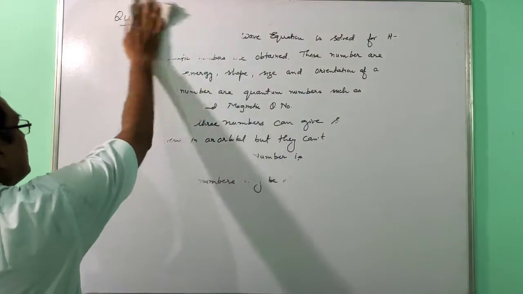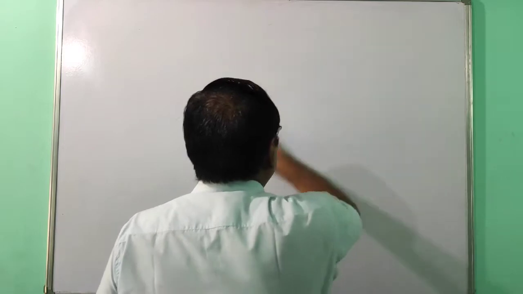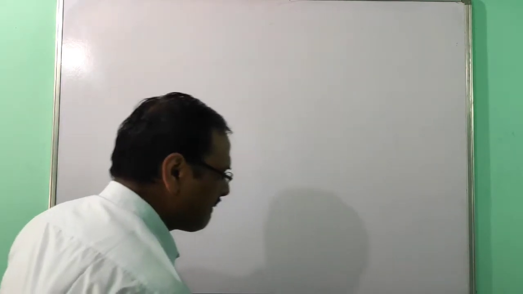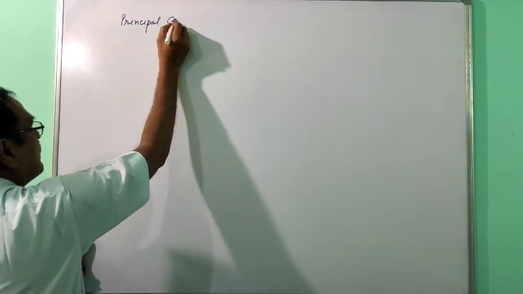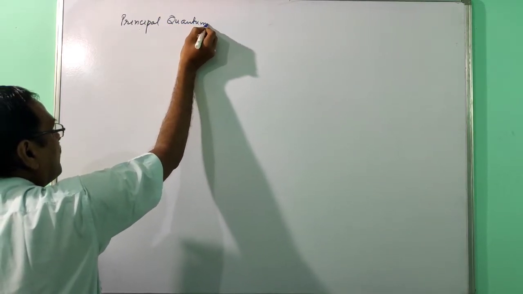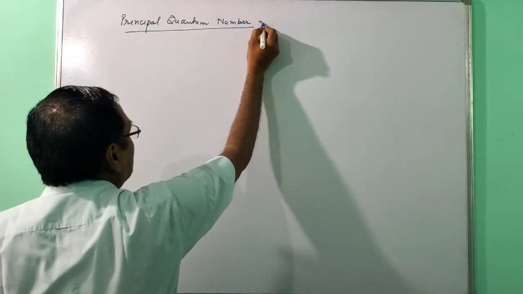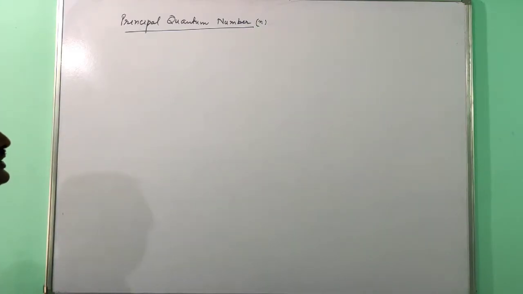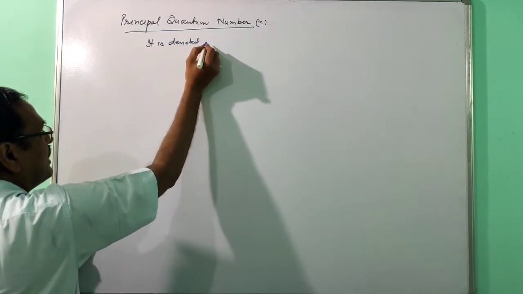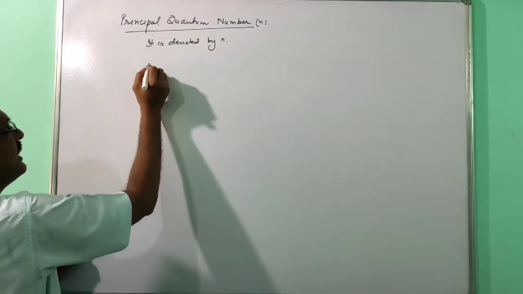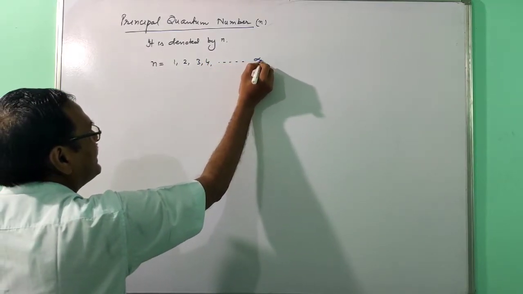So now we are going to take the principal quantum number. This principal quantum number is denoted by small n. n is equal to 1, 2, 3, 4 up to infinity.